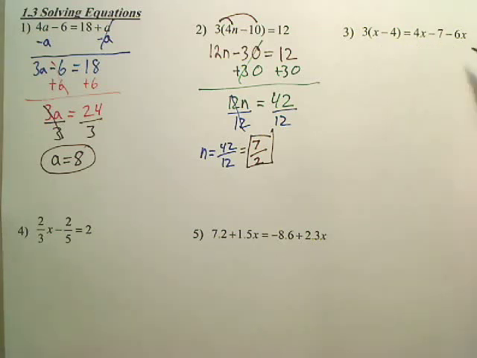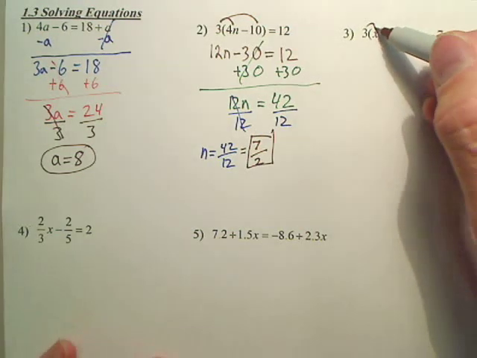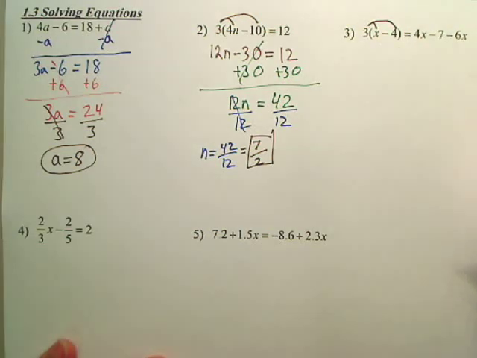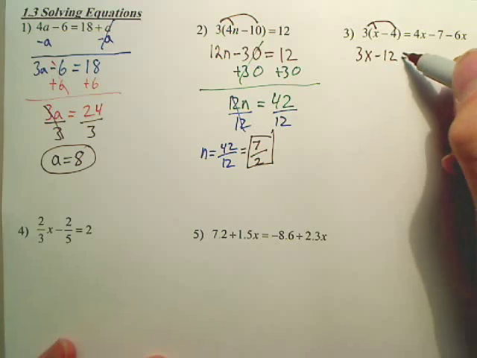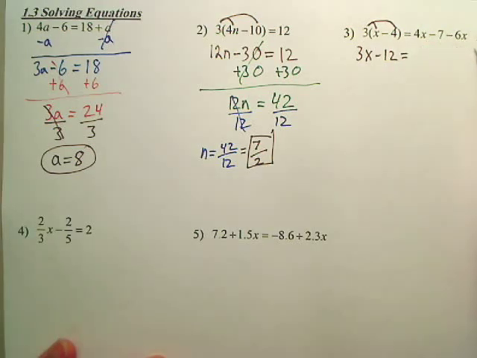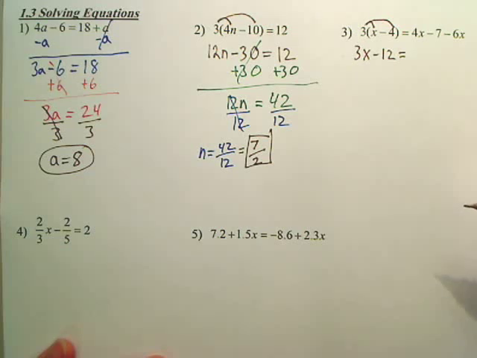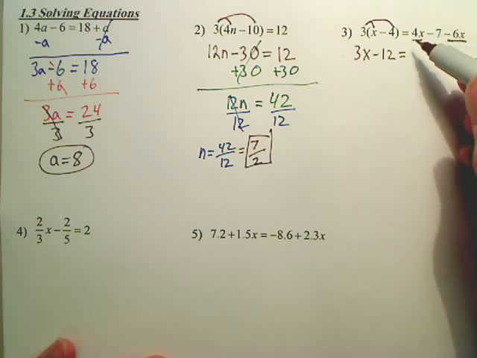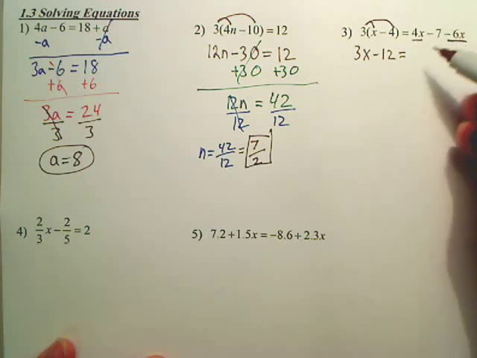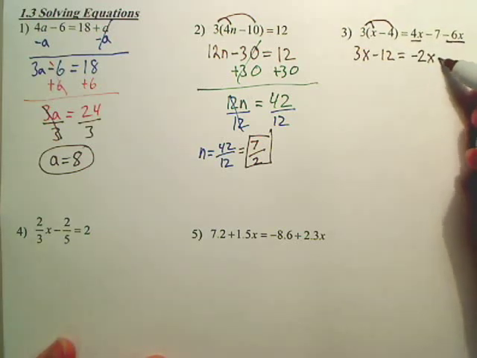Here, same thing. We're going to distribute over here to start this one off. And we're going to get 3x minus 12. Over here, what do you think we're going to do? You are actually, on this side, going to combine like terms, which is simplify it. You can't start solving until you simplify it. Get it all nice and neat. So what's 4x and negative 6x? Negative 2x.